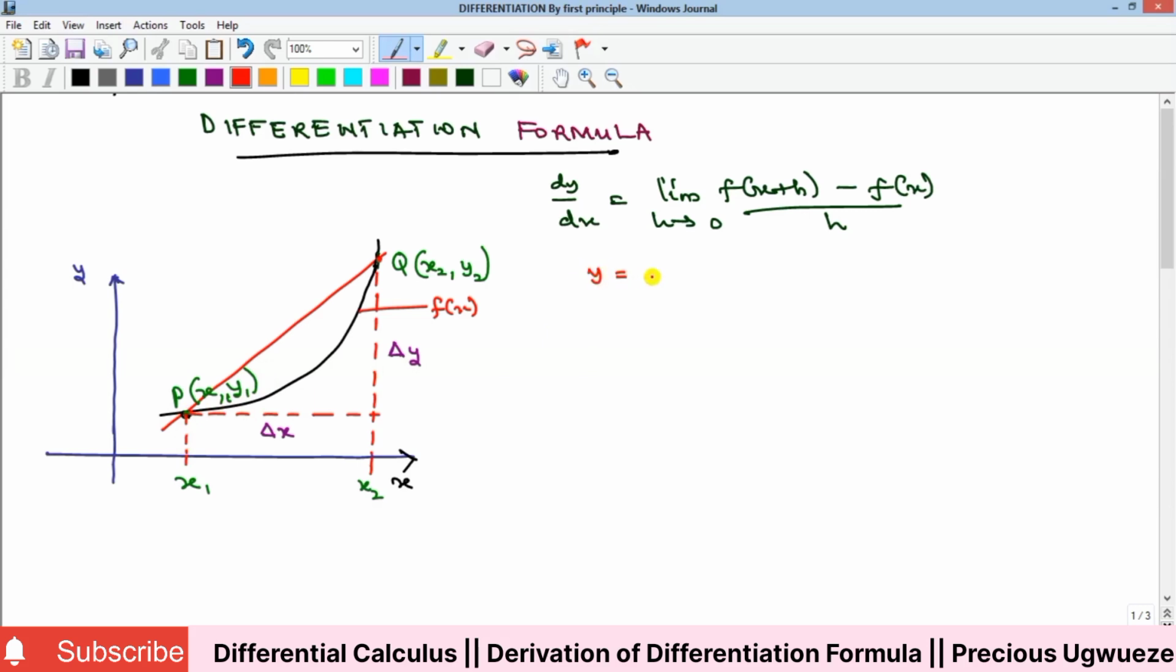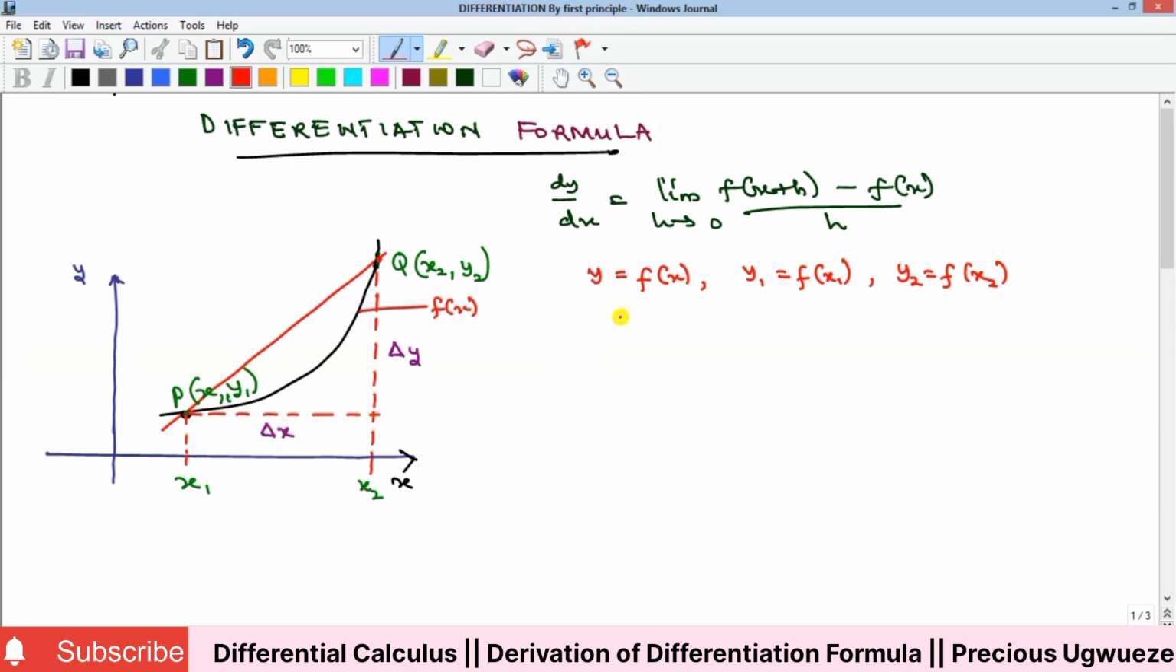Now we know that y is equal to f of x. And so if y is f of x, it means that y1, which is this one here, is actually f of x1, while y2 is a function of x2. Then from here we can see that our x2 is actually x1 plus change in x.